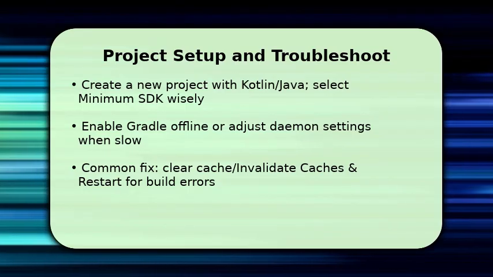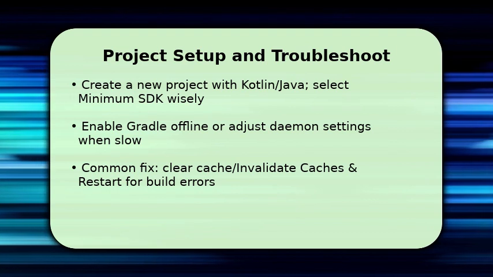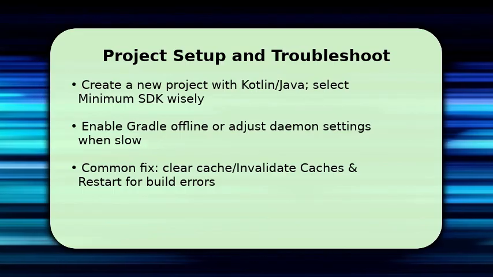If builds are slow, enable Gradle offline mode or tweak daemon and memory settings in gradle.properties to improve performance. If dependency or build errors appear, clear the Gradle cache and use File, Invalidate Caches and Restart. One quick troubleshooting tip: if the emulator won't start, cold boot the AVD and reinstall HAXM or enable the Hypervisor framework depending on your OS.